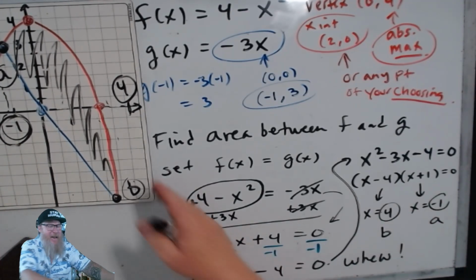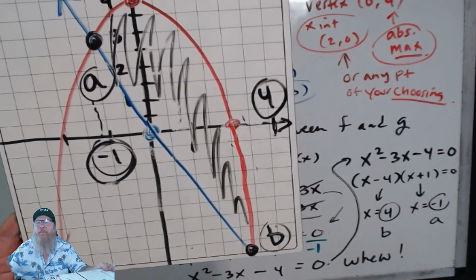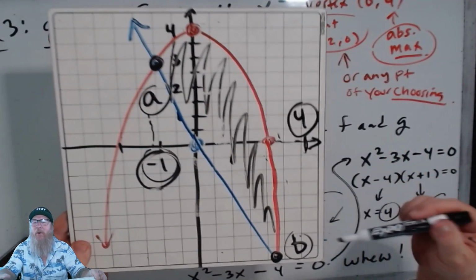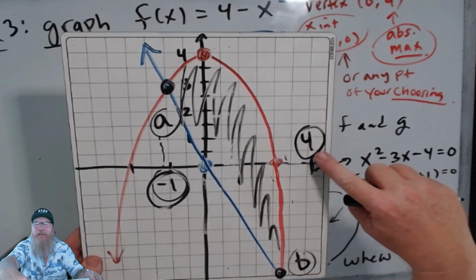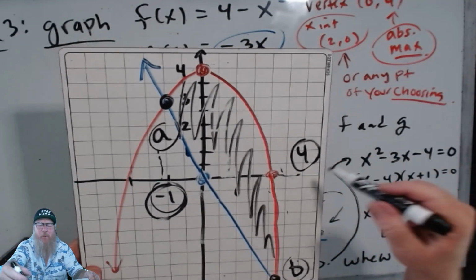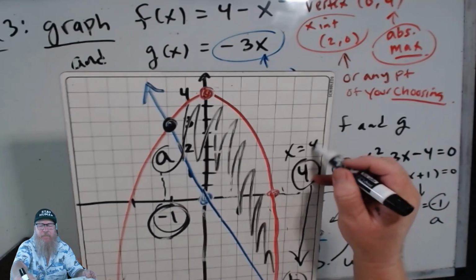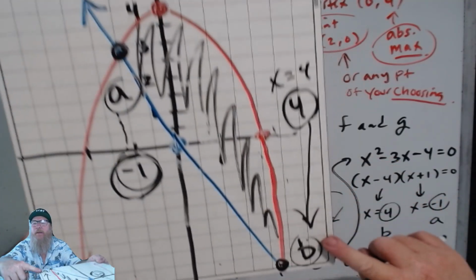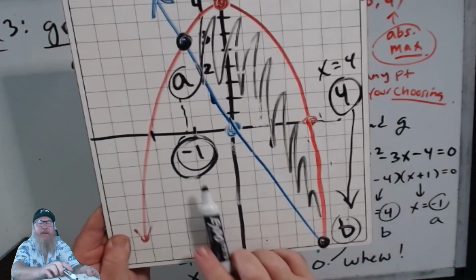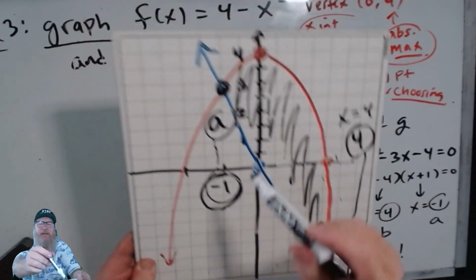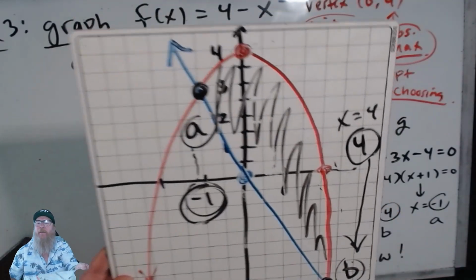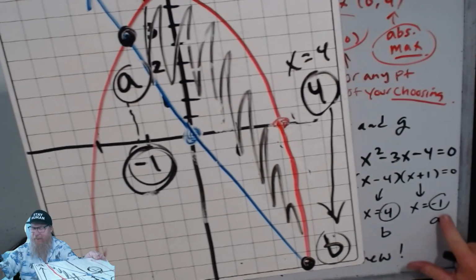My A is -1. My graphing board really wasn't large enough to show it, but this point right here is x equals 4. It's very difficult to see. The -1 was pretty obvious, right? I mean, that one just kind of was screaming at me, hey, I'm -1. All right.